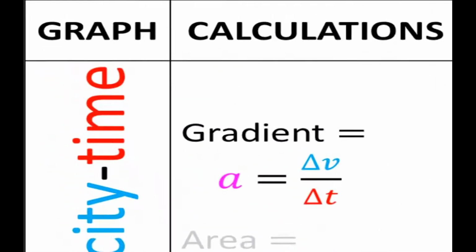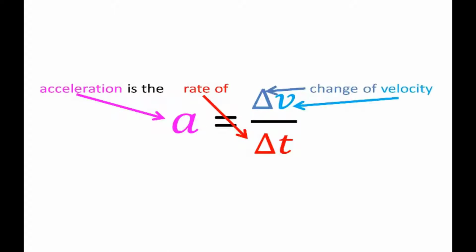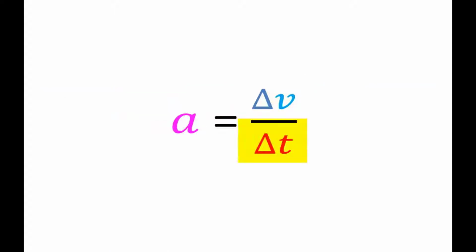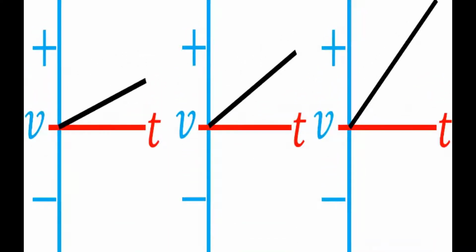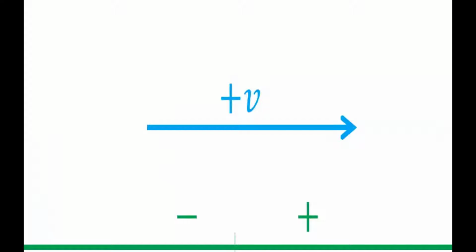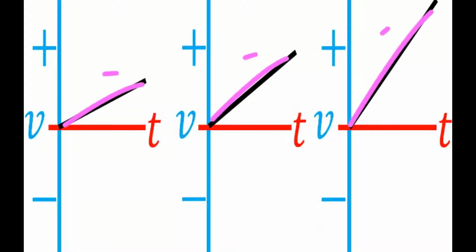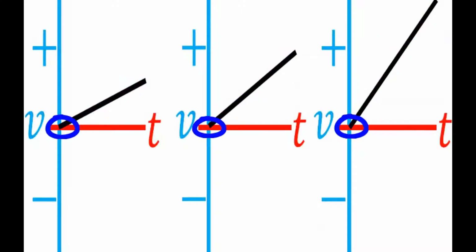The gradient of a velocity time graph tells us acceleration, the rate of change of velocity, the change in velocity per period of time that it took to make that change. All of these graphs have positive velocities. The man is going to move to the right in all cases. His velocity will be positive. In all cases, they are speeding up. They start at zero velocity, standing still, and get faster and faster.